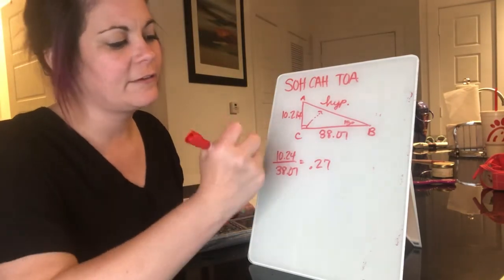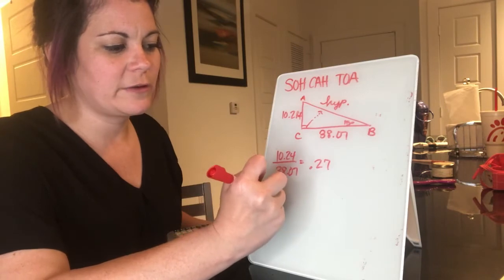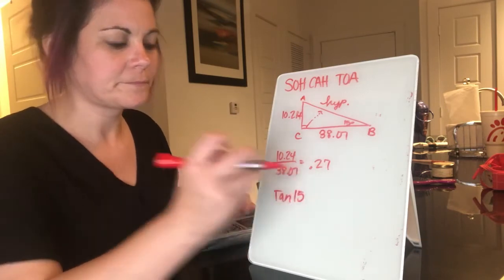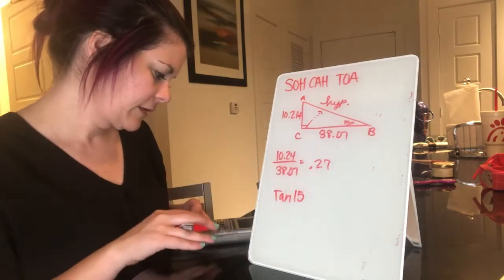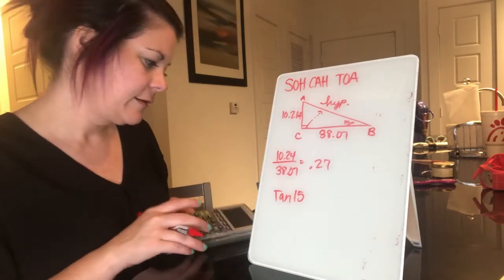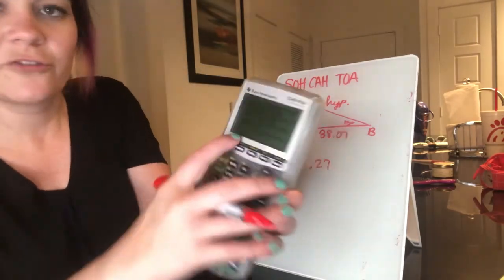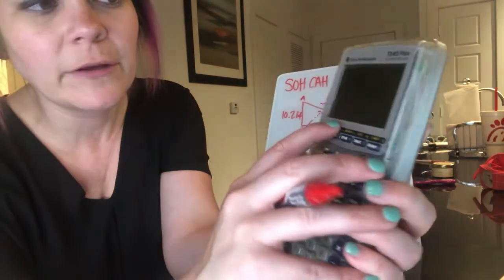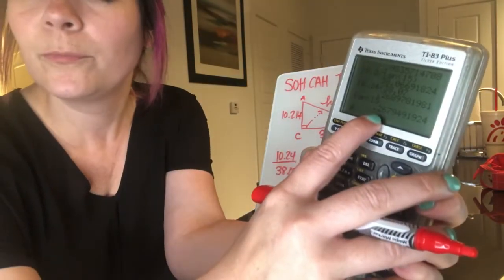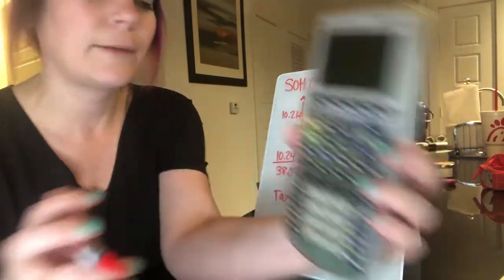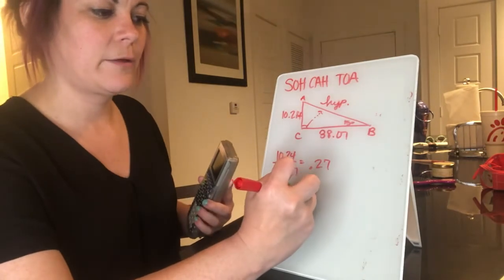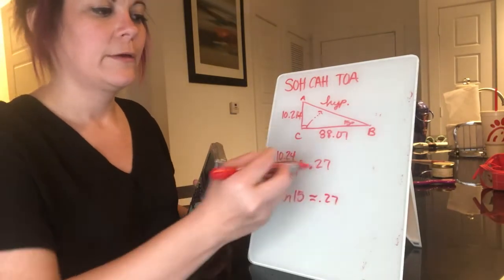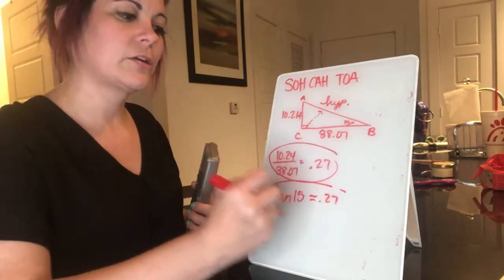And since this is tangent, I just need to know the tangent of 15. So I write tangent of 15 in my calculator, and if you notice, it's 0.26, and it will round to 0.27 as well. So we know that our work checks out.